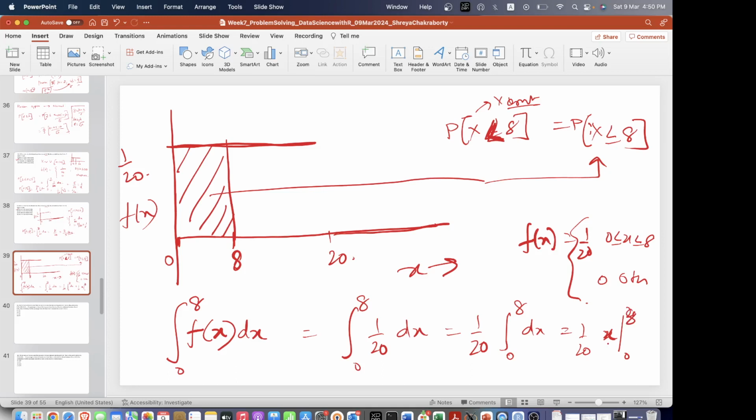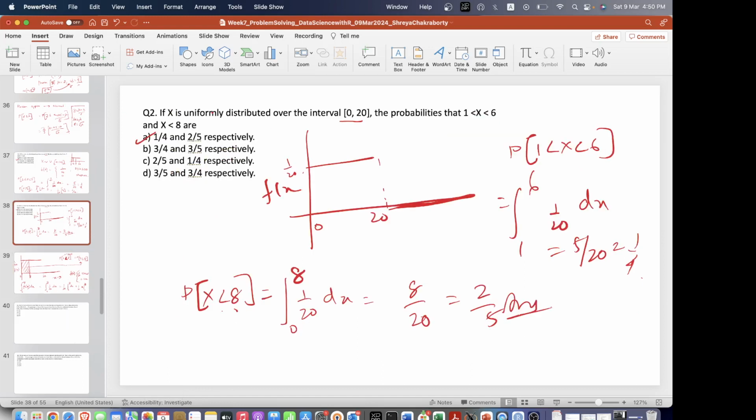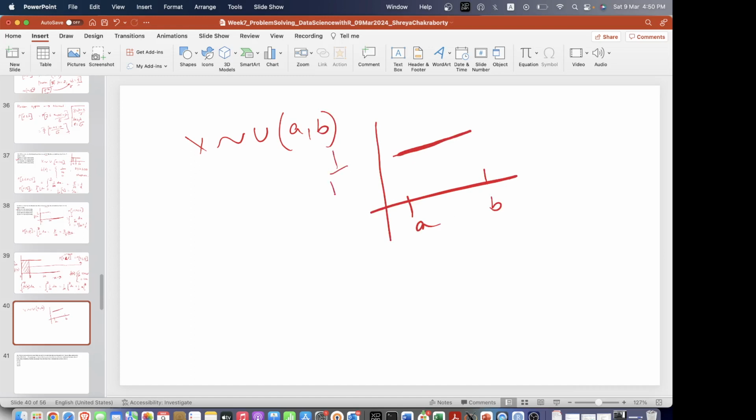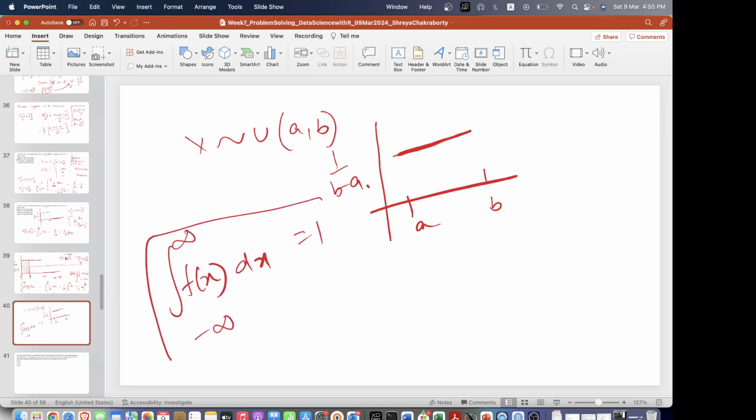Ma'am, how is this value coming? 1 by 20. This constant, is it coming directly from the derivation, or is it given in the question? In the question it is given x is uniformly distributed over the interval 0 to 20. So it is given x is uniformly distributed from A to B. It means that between A and B, this PDF fx would be 1 by b minus a. Only then we have this condition, integration of fx dx from minus infinity to infinity has to be equal to 1.